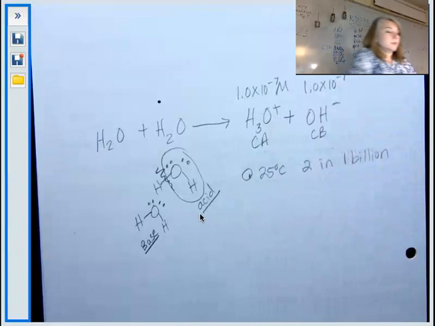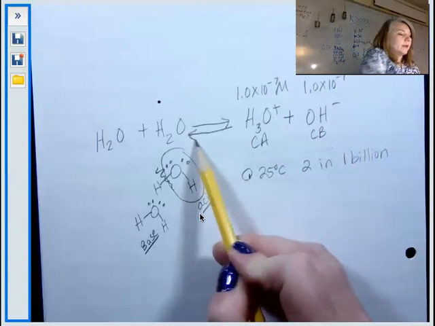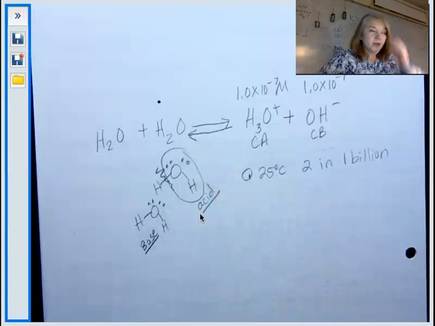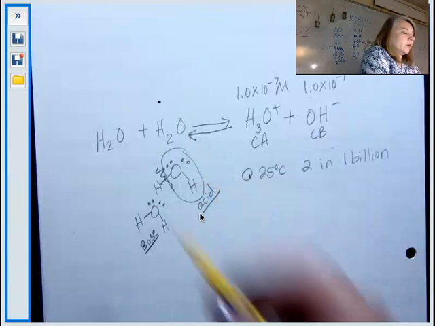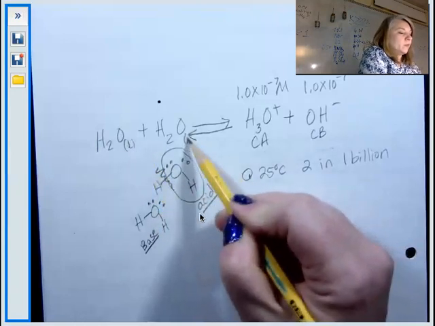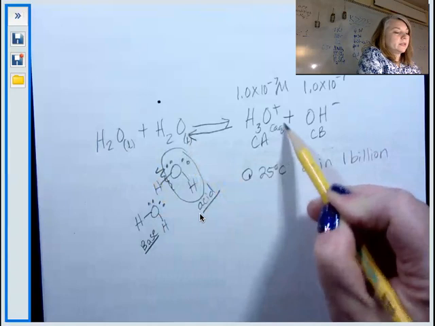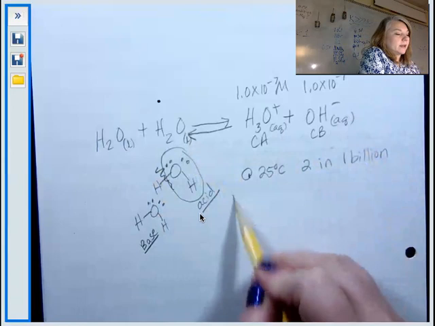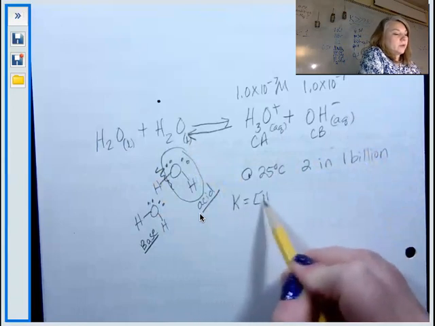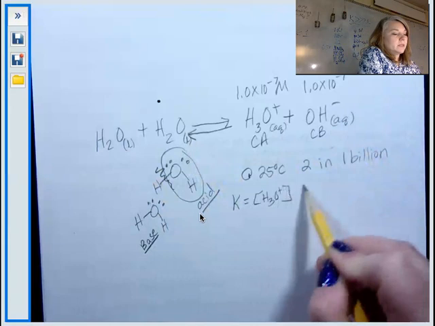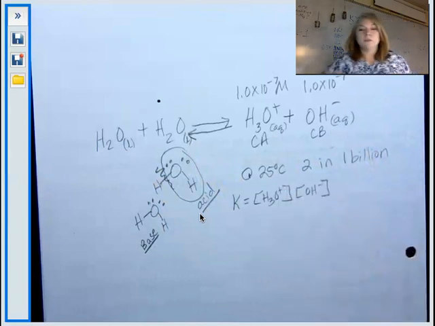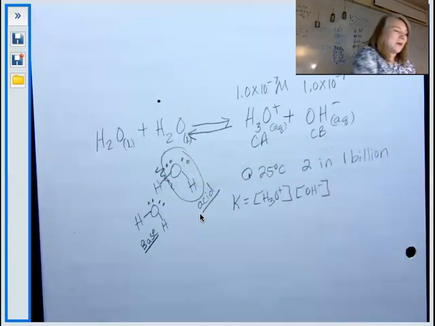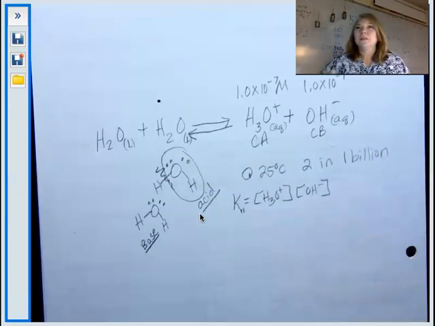Since this reaction is really an equilibrium reaction, we could write a K expression for that reaction. Remember that water is a pure liquid, but once you have these ions, these are aqueous. So if we write our K expression, this is what it's going to look like. K equals the hydronium ion times the hydroxide ion, just like that. And we call this special K the Kw.